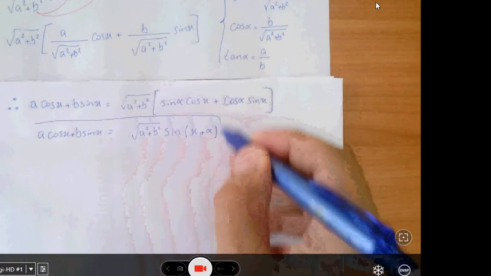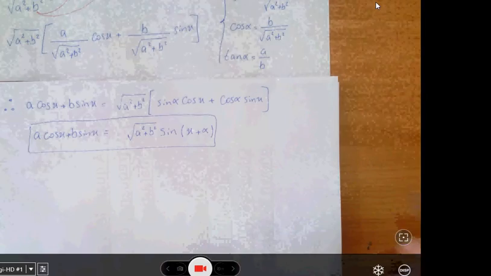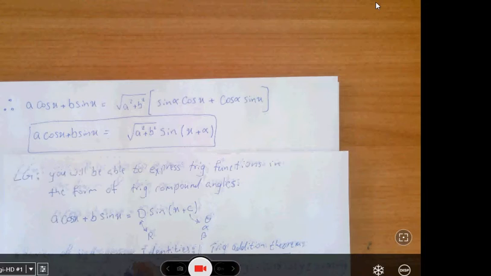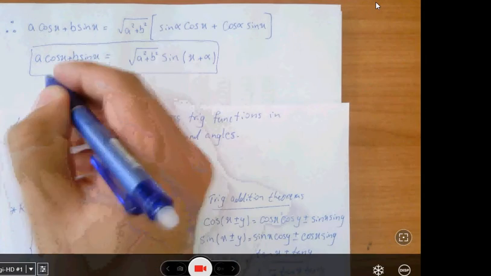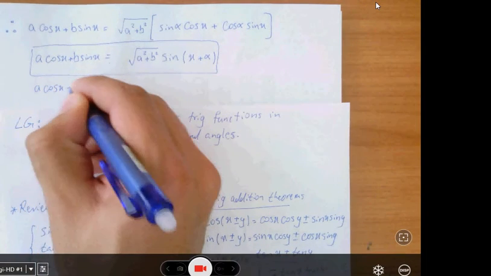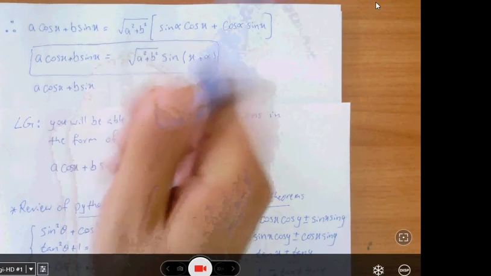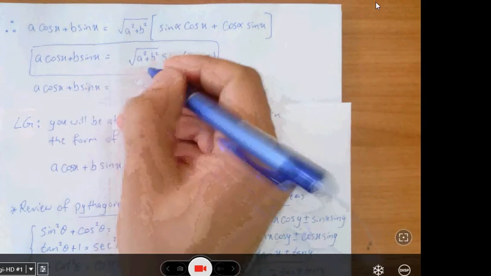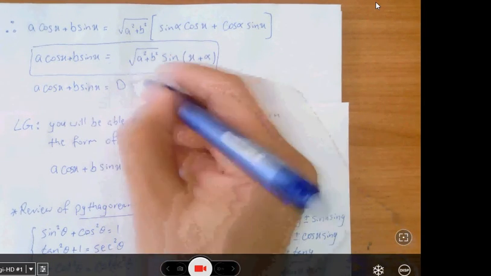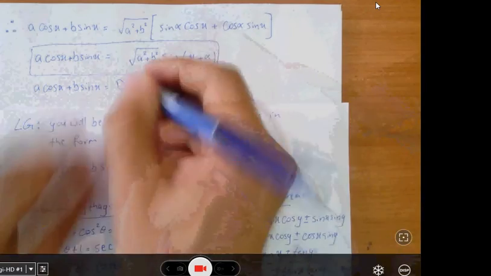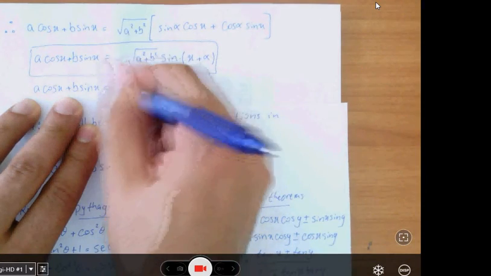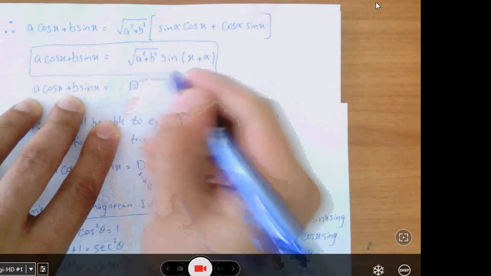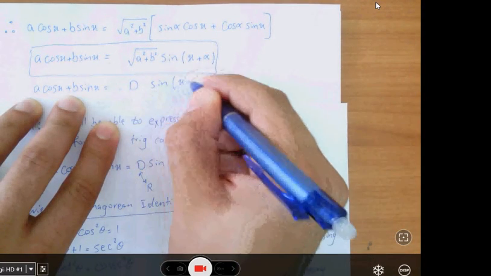Isn't that what I was actually trying to achieve with our learning goal? Okay, this is our learning goal, up the top. Right there, I had this form, a cos x plus b sine x equals d sine of x plus c. And let me just write it right underneath it so you guys can visually see what is what. So down here is d sine of x plus c. Wasn't it?